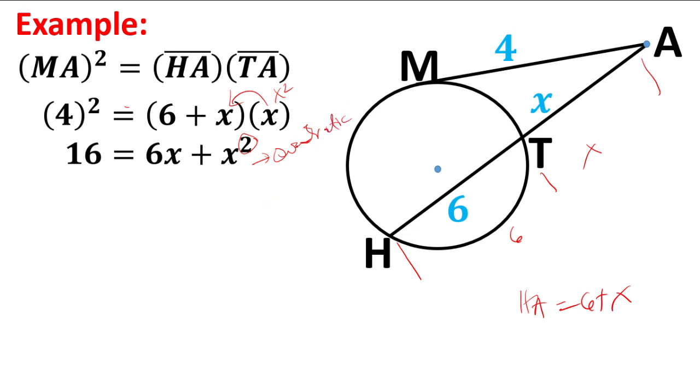Ano? So, pag in-equate mo yan sa 0, magiging x squared plus 6x minus 16. Ito, equate mo siya sa 0. Pagdating mo dyan, equate to 0. Okay? So, magiging x squared plus 6x minus 16 is equal to 0. Okay? After that, mag-factoring na tayo. Okay? Kasi ito ay quadratic.